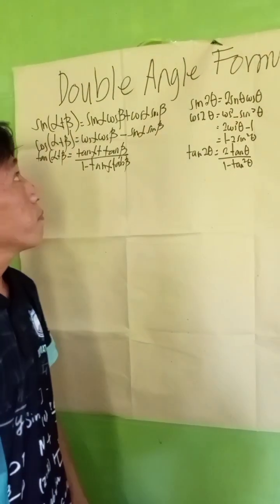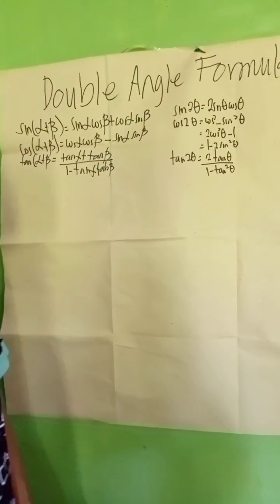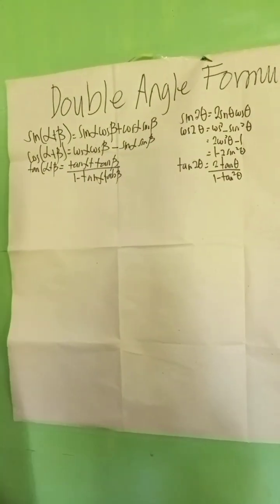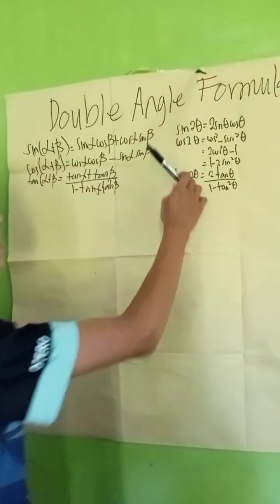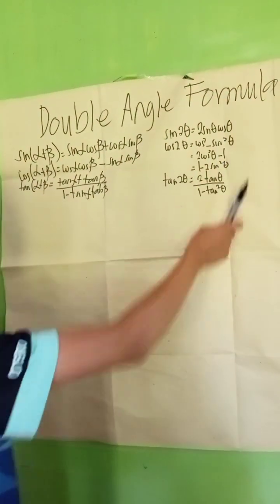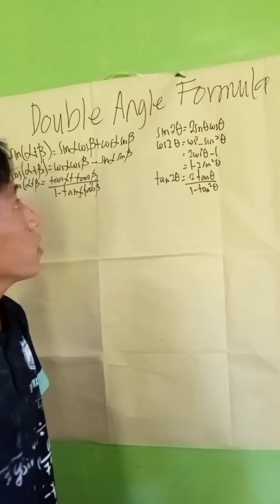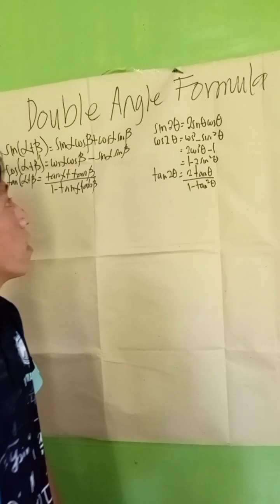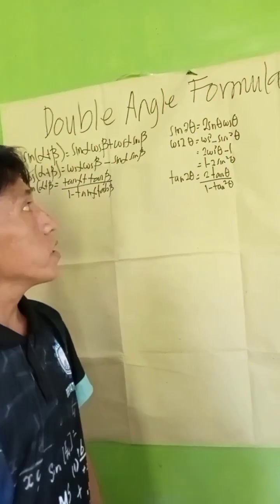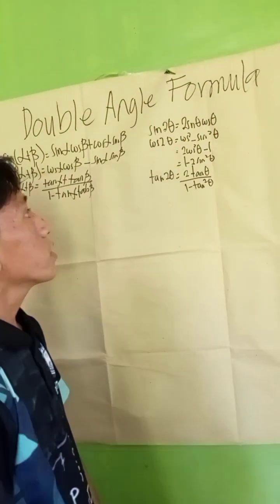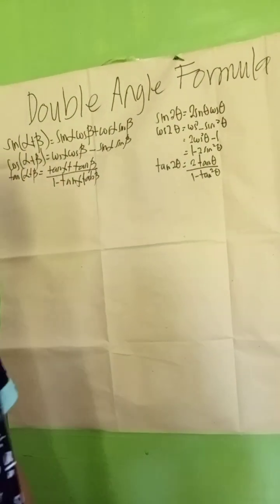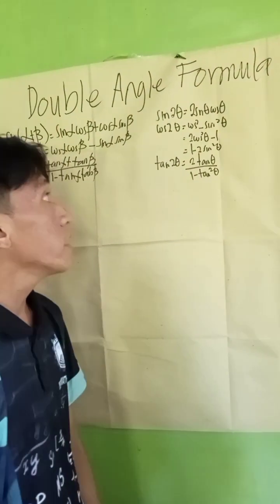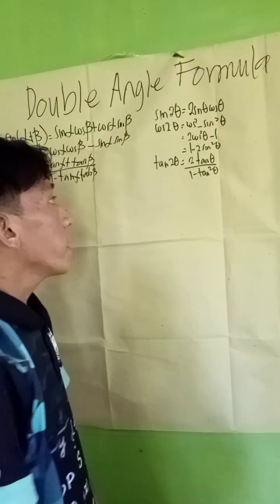After the Pythagorean identities, let's move on to the double angle formulas. Here are the formulas we use: sine 2 theta is equal to 2 sine theta cos theta, and cos 2 theta is equal to cos squared theta minus sine squared theta, or 2 cos squared theta minus 1, or 1 minus 2 sine squared theta. And tan 2 theta is equal to 2 tan theta over 1 minus tan squared theta.